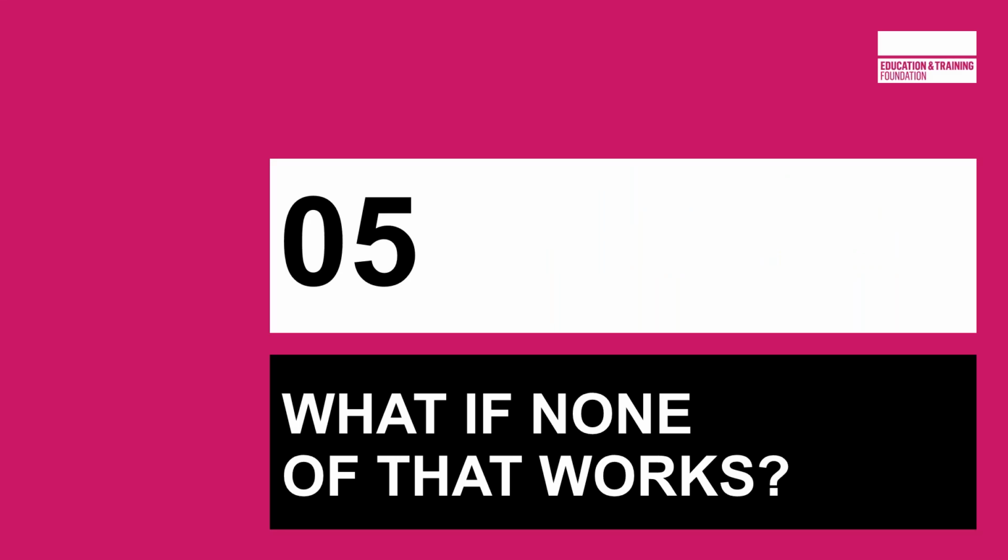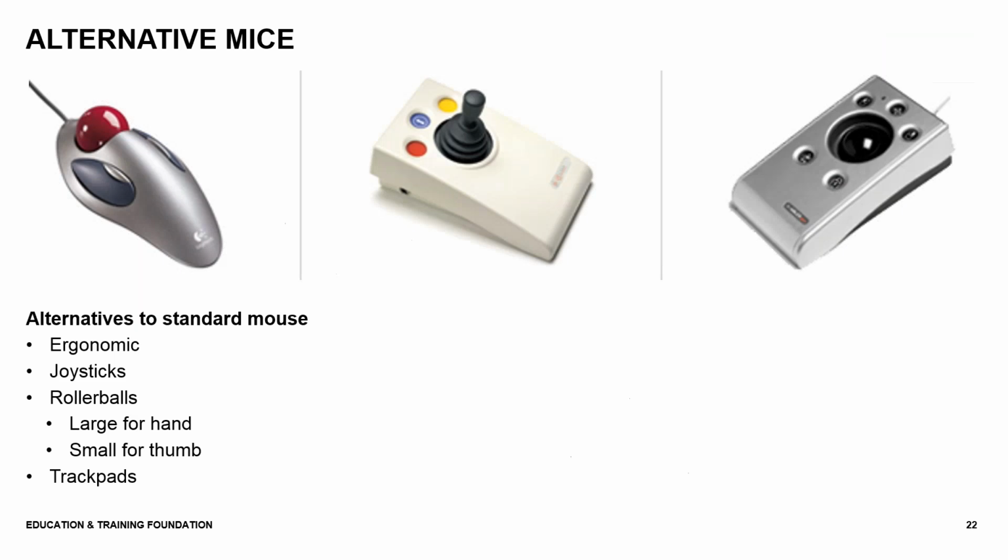So finally, what if none of that works? We've talked a lot about changing settings. We've talked a lot about standard things which might be there. But what if you've gone in and you've done all that and it's still not suitable for the learner? It's still not right. Well, firstly, from a physical access point of view, there's alternative mice you can use.